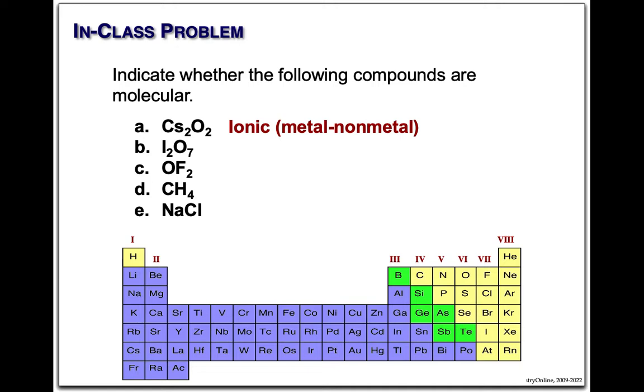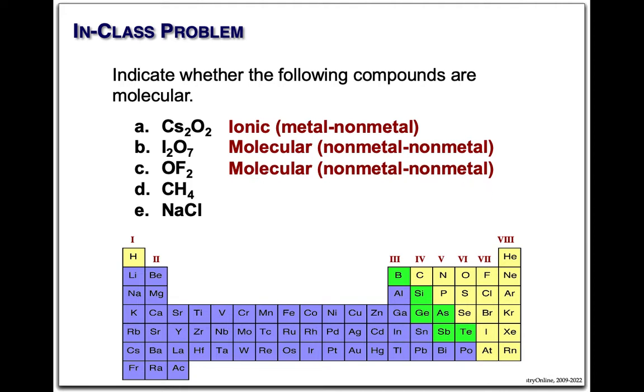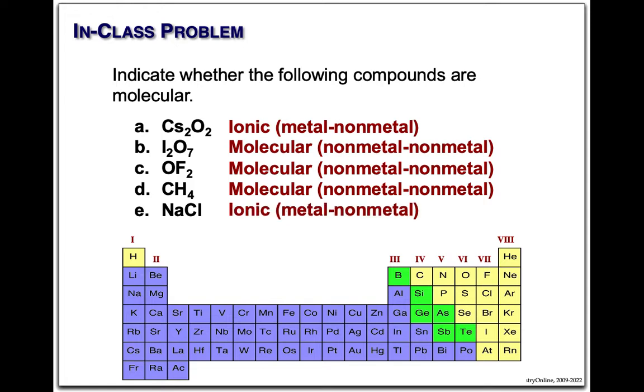Diiodine heptaoxide. Iodine, oxygen. They're both nonmetals, molecular. Oxygen difluoride, both nonmetals. Carbon tetrahydride. This is also methane. Remember we saw the structure of methane. Carbon, hydrogen, nonmetals, molecular. And finally, sodium chloride, that's the given. Sodium is right there, it's a metal, it's ionic.